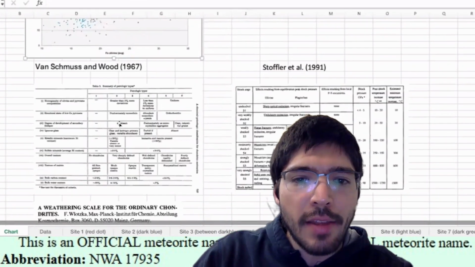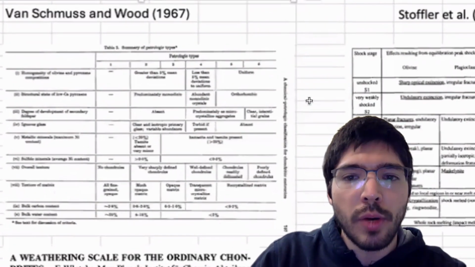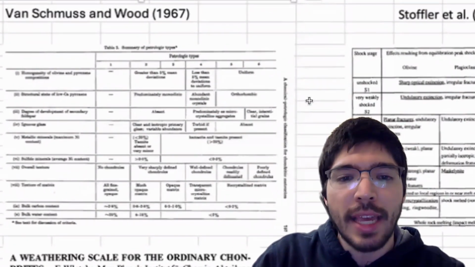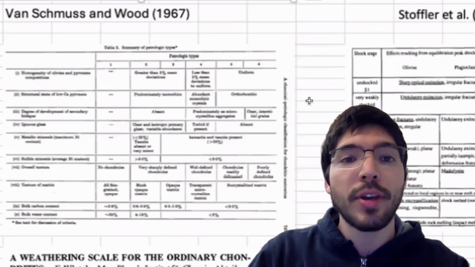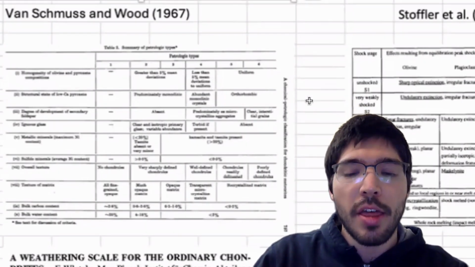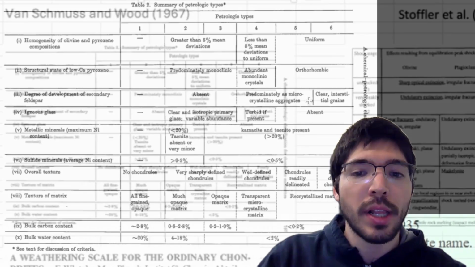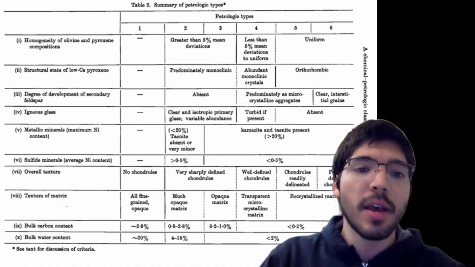And then these other diagrams correspond to tables that are taken from very important research papers in the field of meteoritics that actually are important to the nomenclature of ordinary chondrites specifically, but also chondrites in general.